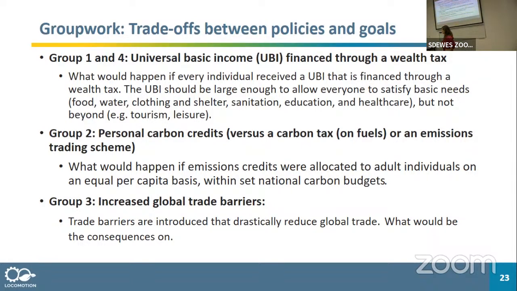I like your observation about the equality because really it would need some extra policies. Otherwise, if it's tradable, then the rich would buy all the carbon credits and have all the rights to consume and travel, and so it would actually increase inequality. So I very much like from your presentation that you thought about some other measures that would need to be implemented to mitigate that side effect.